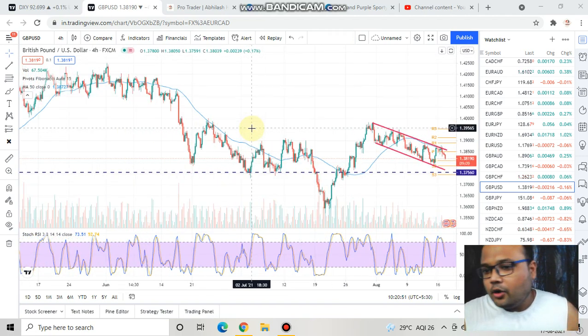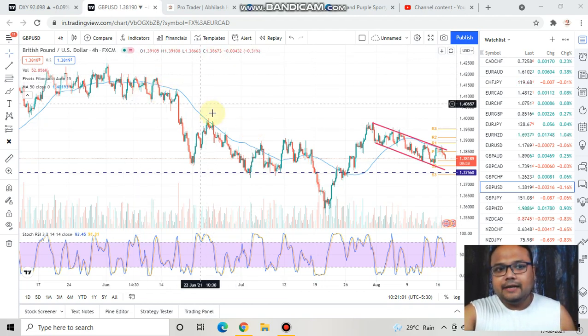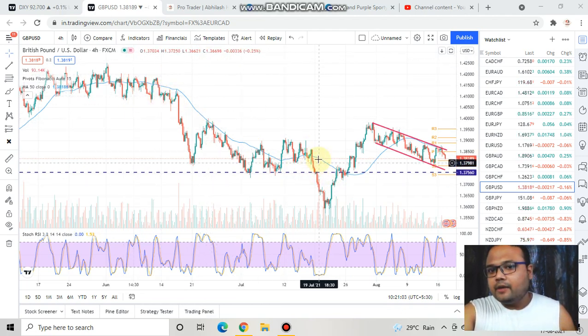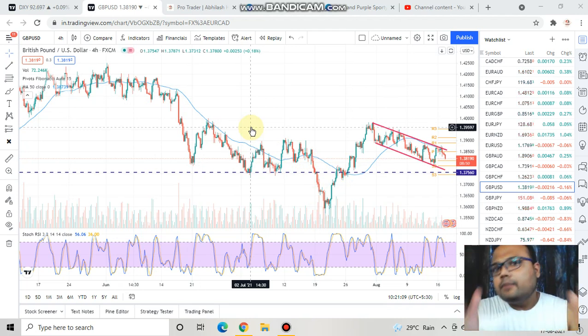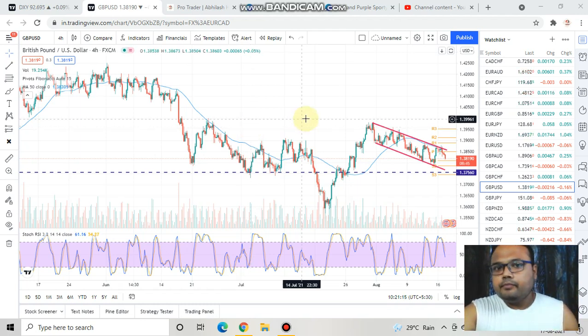If you look at the overall chart of GBP USD here, there should not be any doubt that this market is in downtrend. Yes, this market is in downtrend. You can see that there was a sharp recovery here, but overall the structure of the market is towards the downside. In simple words, the number of sellers is higher in comparison to the number of buyers on the GBP USD chart.